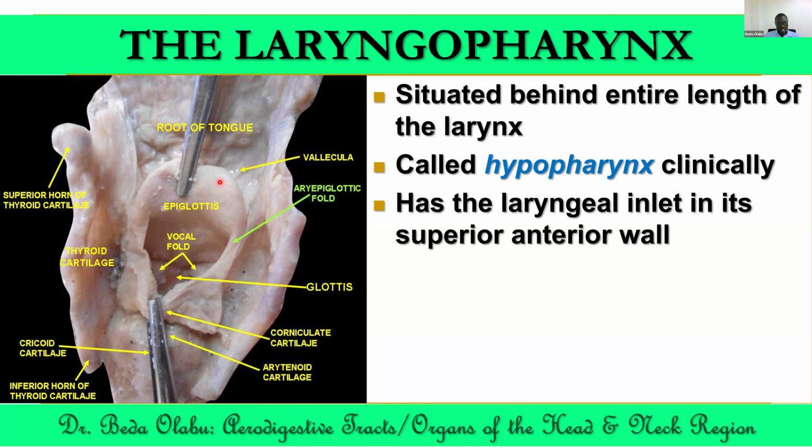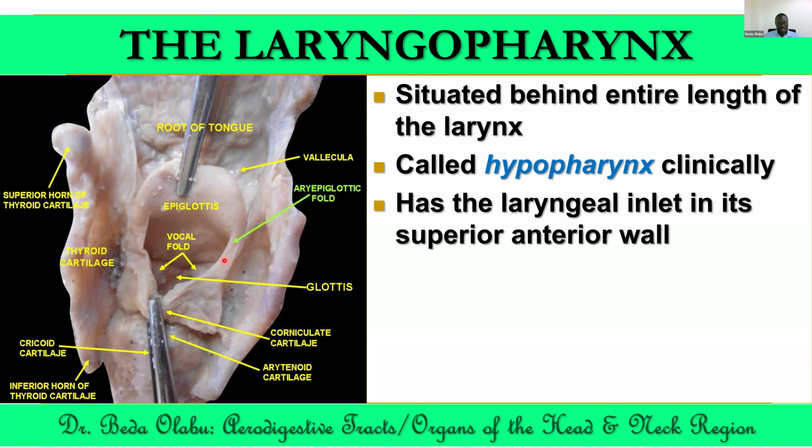We have the epiglottic cartilage here, and behind here we have what we call the arytenoid cartilages. And so we have this fold here, which we call the aryepiglottic fold, which forms the boundary of the laryngeal inlet. So the boundary of the laryngeal inlet is formed by the epiglottis anteriorly, the arytenoid cartilages posteriorly, and the aryepiglottic folds on either side.